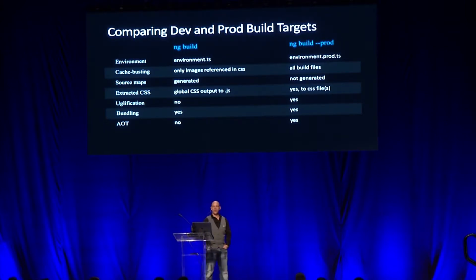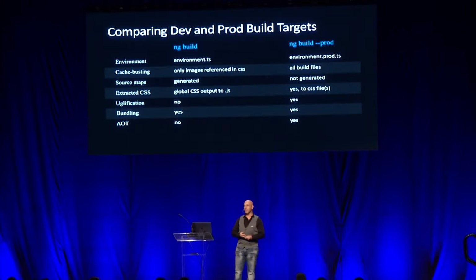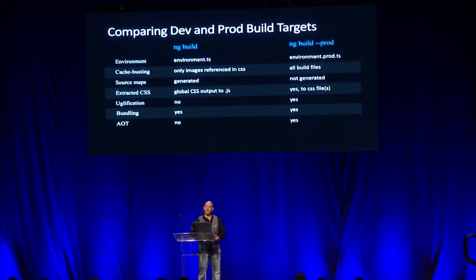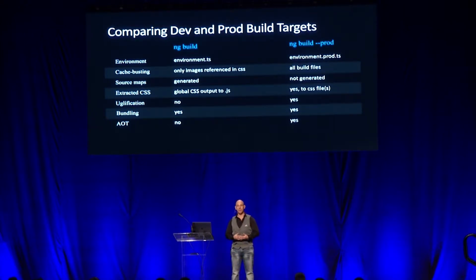These three processes here allow us to shrink our code down, do code splitting and put them in separate files so we don't end up with 1,000 files. And AOT is unique to Angular. It's called ahead-of-time compilation. What it does is it pre-compiles all the Angular templates on the server at build time.